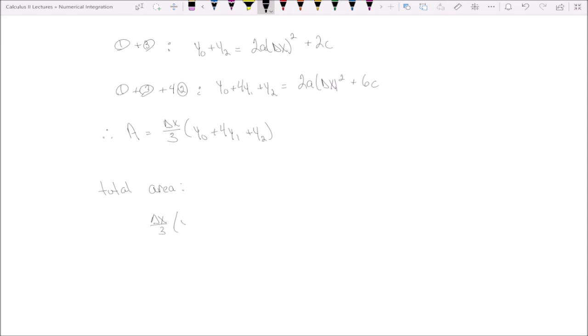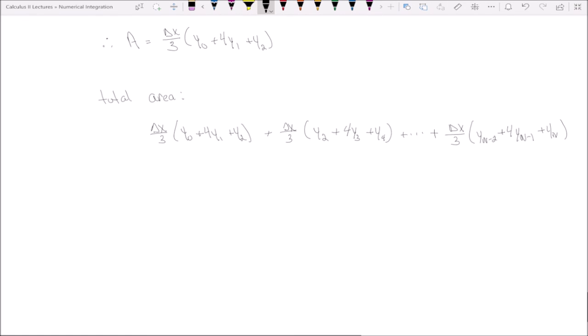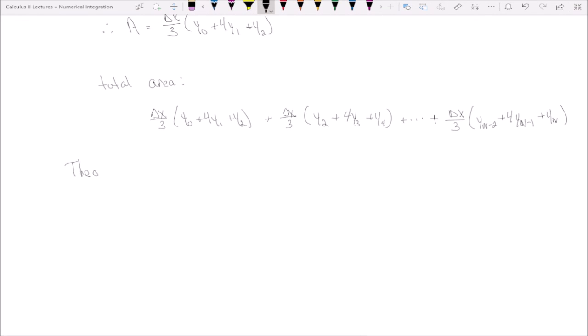delta x over 3, y0 plus 4y1 plus y2, plus delta x over 3, y2 plus 4y3 plus y4, so on and so forth, until we add delta x over 3, y sub n minus 2 plus 4 y sub n minus 1 plus y sub n. Algebraically simplifying this, we will wind up with Simpson's rule.